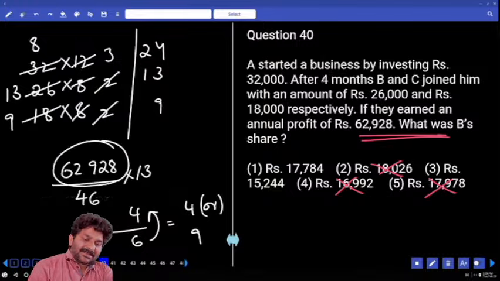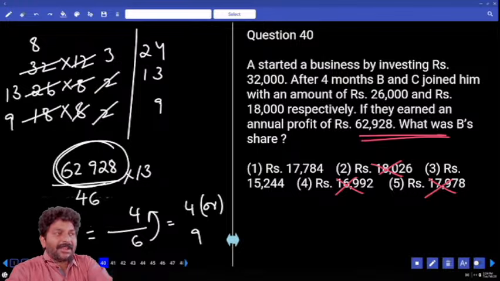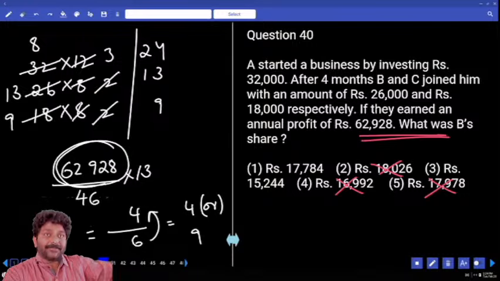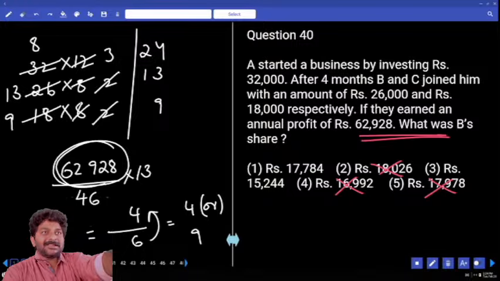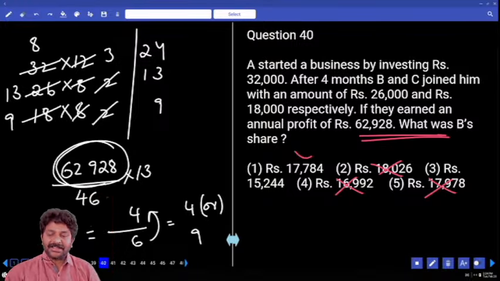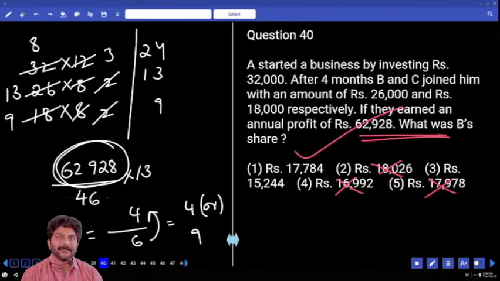In this number, 62,928, do you have a multiple of 3? Yes. The answer must be a multiple of 3, because the denominator is not a multiple of 3. In the denominator we have 46, which is not a multiple of 3. But in the numerator we have a multiple of 3. Agreed? So you cannot cancel that multiple of 3 in the numerator. The answer must be a multiple of 3. Hence it is the first option.